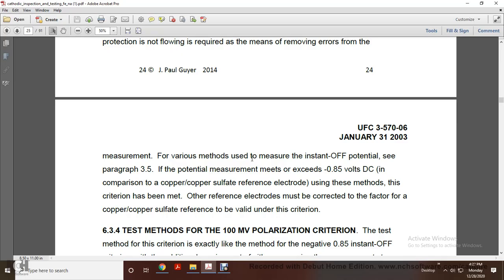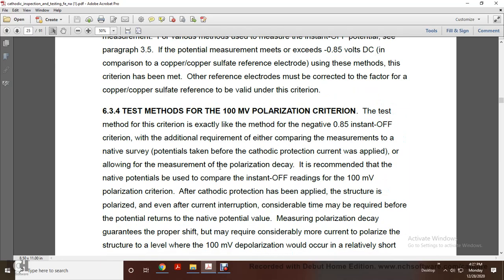This criteria has been met. Other reference electrodes must be corrected to the factor for a copper sulfate reference valid with the criteria. Test method, the 100 millivolt voltage polarization criteria.